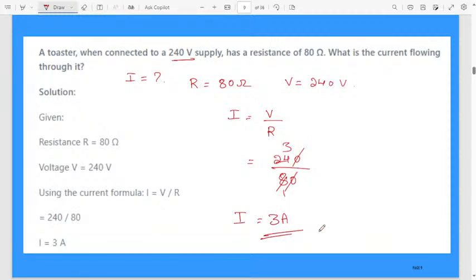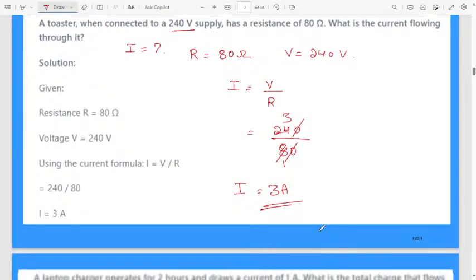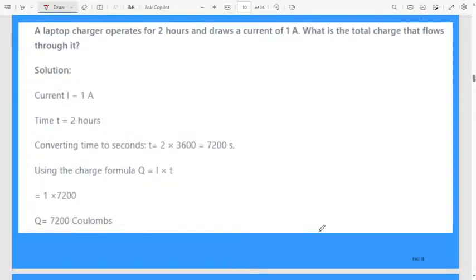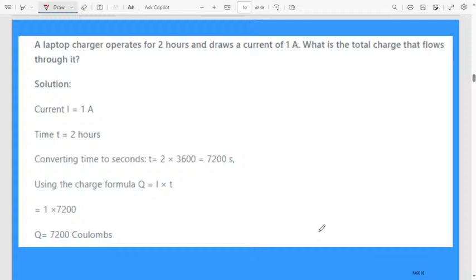In TET they will ask easy questions only, difficult ones they will not ask. When we are discussing HSTR, GPSTR, that time we will move to the difficulty level problems.